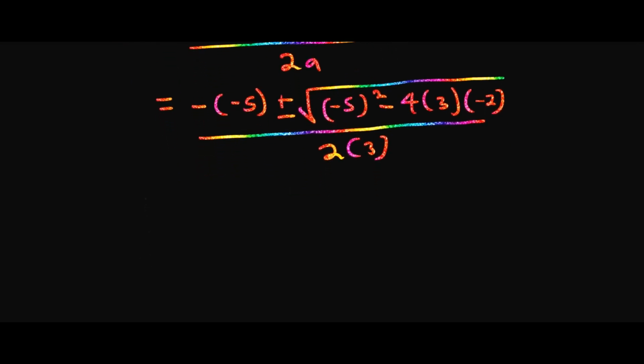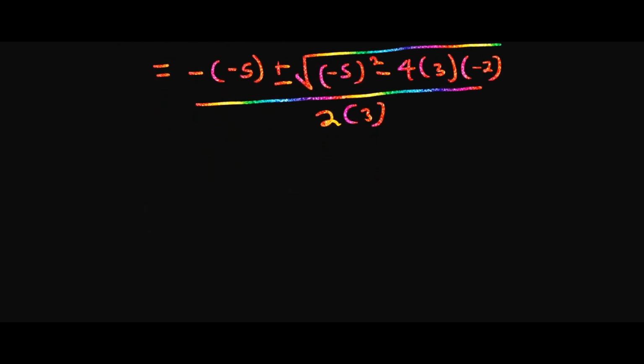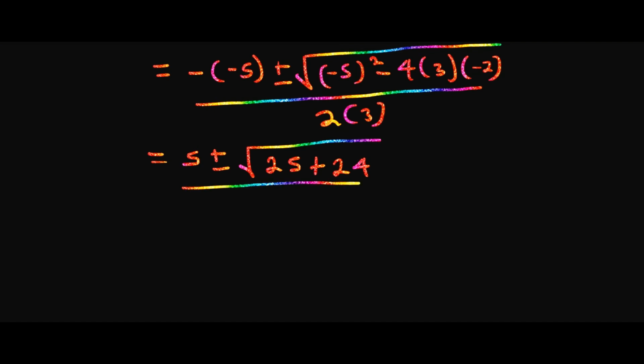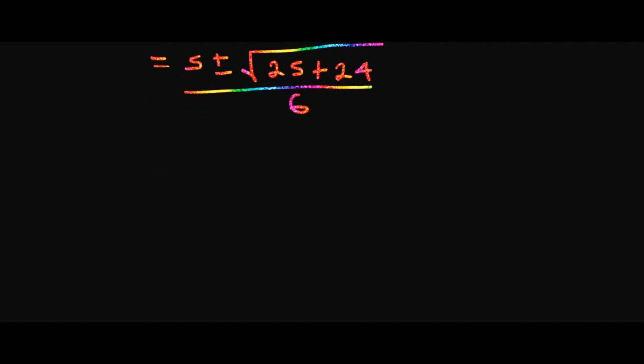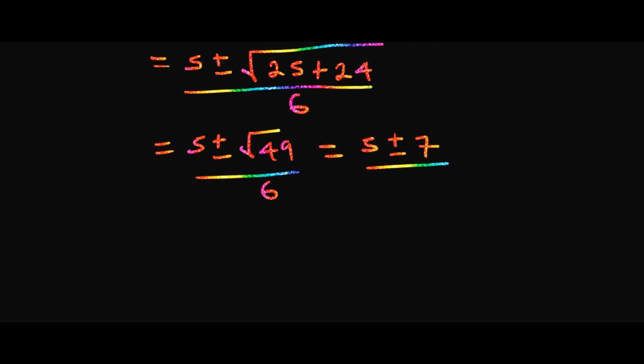Then we now simplify this expression. So we're going to have positive 5 ± , and under the root we have 25. Then you have minus minus, so that is plus 4 times 3 times 2, that is 24. And this is over 6, that is 2 times 3. So if we simplify this, we're going to find that this is equal to 5 ± the root of 49 over 6, which simplifies to 5 ± 7 over 6.